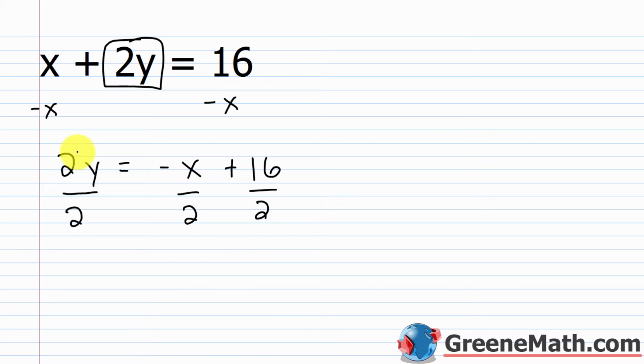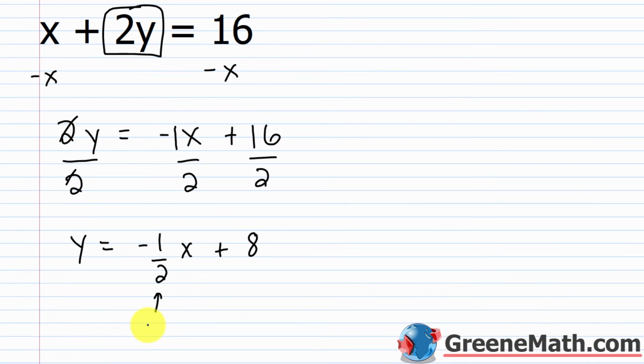So what would I have? That would cancel. I'd have y is equal to, you think about negative x as negative 1 times x, right? We don't typically write that, but to make it clear, you have negative 1/2 times x there. So negative 1/2 times x plus 16 over 2 is 8. So I have my equation solved for y, and now I know that the slope, or m, is negative 1/2, and I know that the y-intercept will occur at 0, 8.